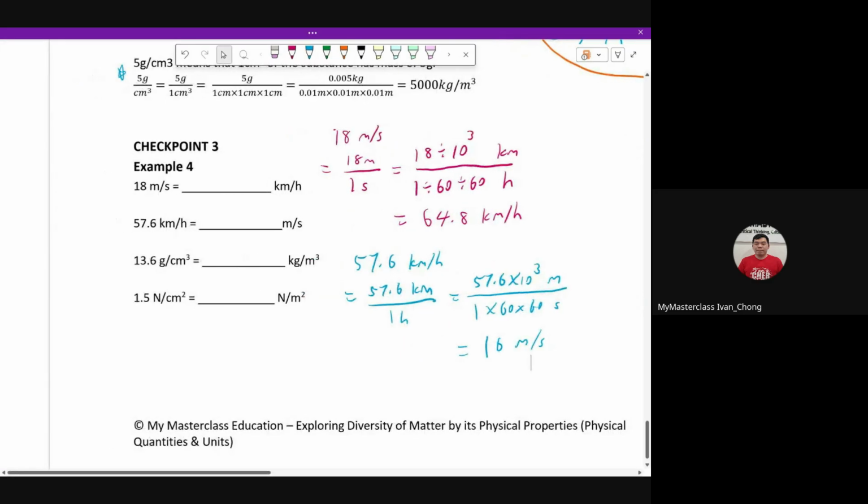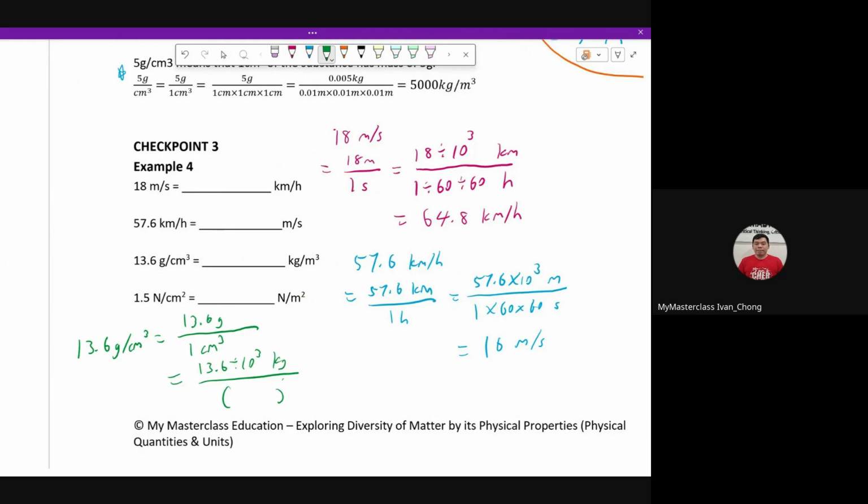Okay, then next one, let's try 13.6 grams per cm cube. This one, you can actually try it as well. 13.6 grams, 1 cm cube. You do the same step. 13.6, you want to change to kg. I don't have the prefix, I will divide by 10 to the power 3. 1 cm cube, I want to change to meter cube. I put the bracket cube outside. 1 times 10 to the power minus 2. So you end up with 13600 kg per meter cube.